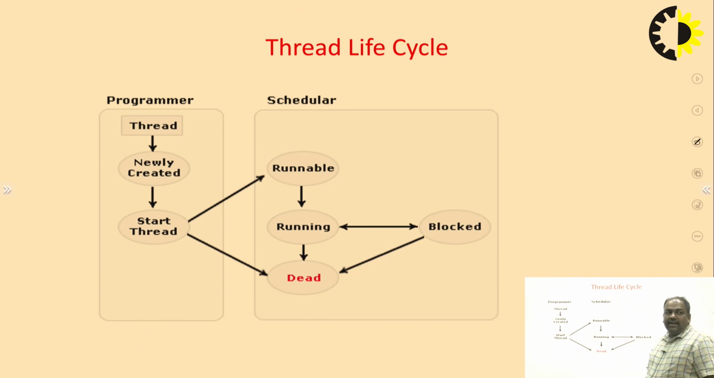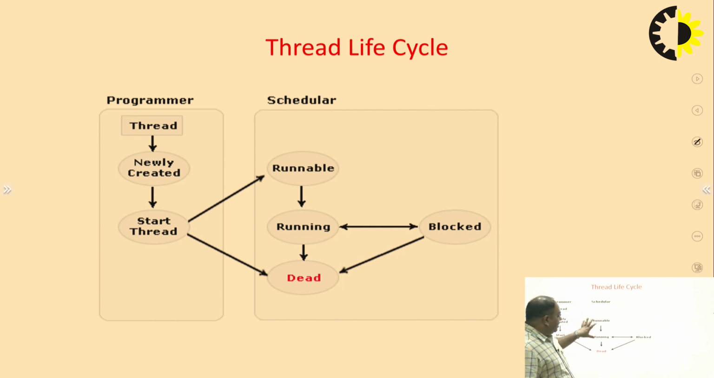Next, what is a thread life cycle? As I have told, the process has 5 states. In the same way, a thread also has 5 states. First new, then start or ready, then runnable, running, and terminate.